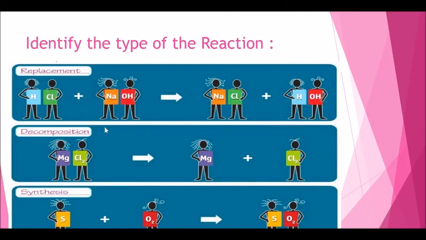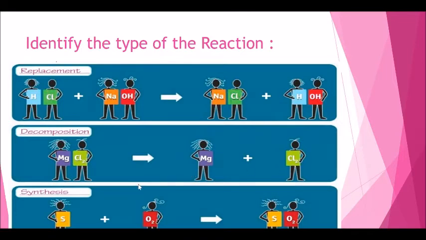We have this diagram to try now to explain it in another way. If we represent the components or the reactants with persons, in the first type, which is replacement, each one of them replaces the other: HCl plus NaOH equals NaCl plus HOH, which is water. So here it's a double replacement process. In the decomposition, we dissociate or decompose MgCl2 into more simple substances, which are Mg, which is magnesium, plus chlorine.